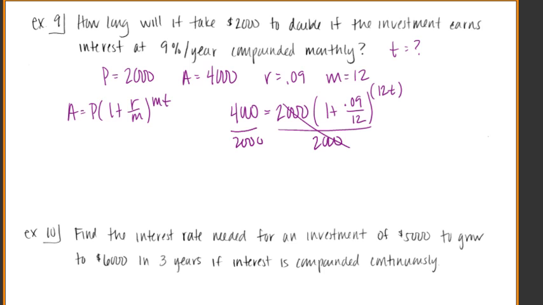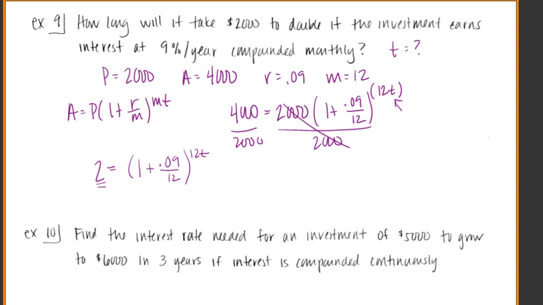Our whole goal is to get this variable way up in there. So the first thing, let's get off the stuff in the front. 4,000 over 2,000 obviously is 2, which is good because that represents the fact that we're doubling. If it was 3, we'd be tripling our money. And then it's equal to 1 plus 0.09 divided by 12, to the 12t.